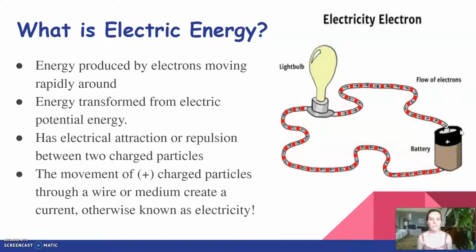What is electrical energy, you might ask? Well, it is energy produced by electrons moving rapidly around. It is also energy transformed from electrical potential energy. There are two electrical attractions or repulsions between two charged particles, and the movement of positive charged particles through a wire or medium creates a current, otherwise known as electricity.